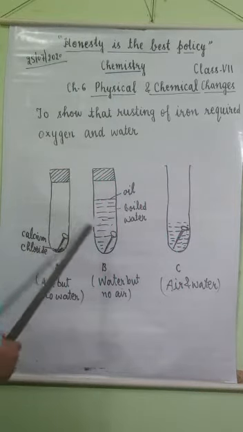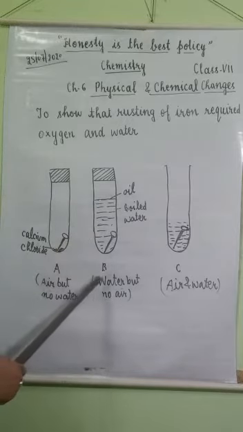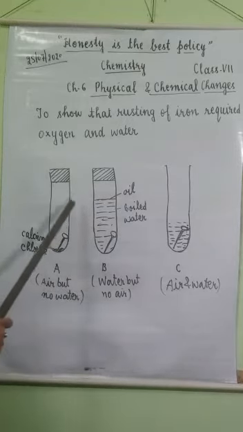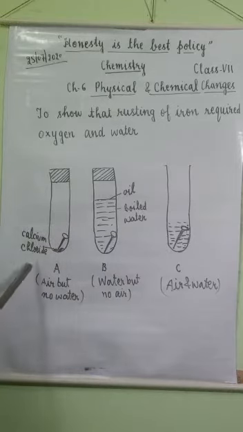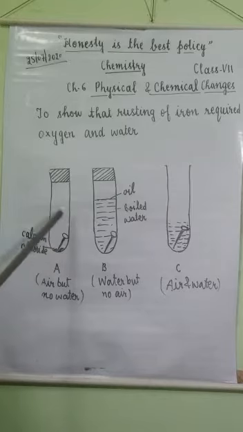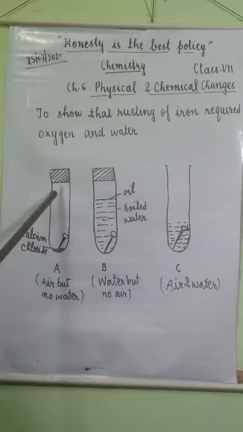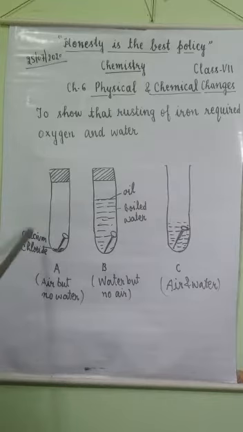You can take 3 test tubes and mark them A, B and C. Add a small amount of calcium chloride in the first test tube and put a stopper on its mouth. Calcium chloride absorbs all water molecules. So in this test tube, air is present but no water.